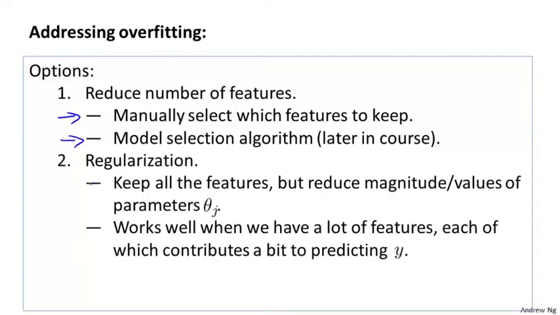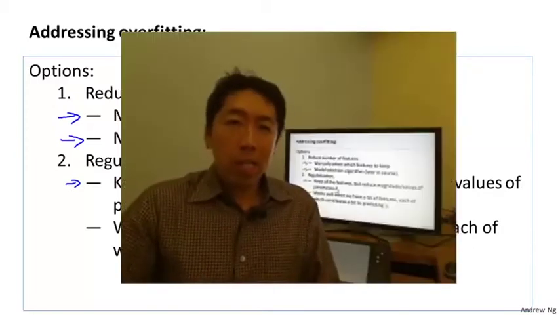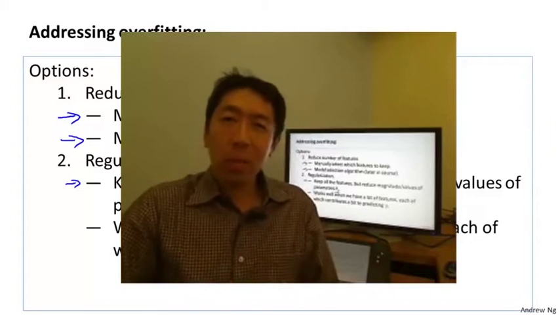The second option, which we'll talk about in the next few videos, is regularization. Here, we're going to keep all the features, but we're going to reduce the magnitude or the values of the parameters theta j. And this method works well, we'll see, when we have a lot of features, each of which contributes a little bit to predicting the value of y, like we saw in the housing price prediction example, where we could have a lot of features, each of which are somewhat useful, so maybe we don't want to throw them away. So this describes the idea of regularization at a very high level, and I realize that all of these details probably don't make sense to you yet.